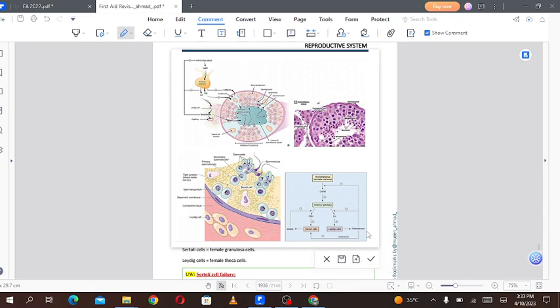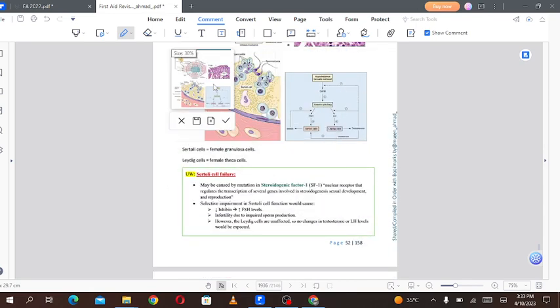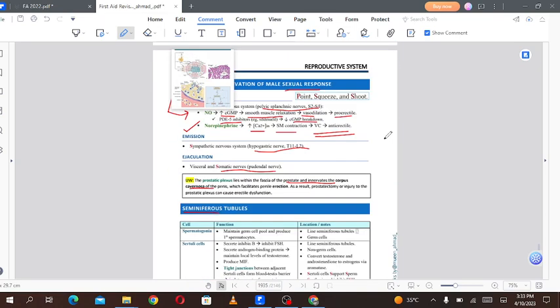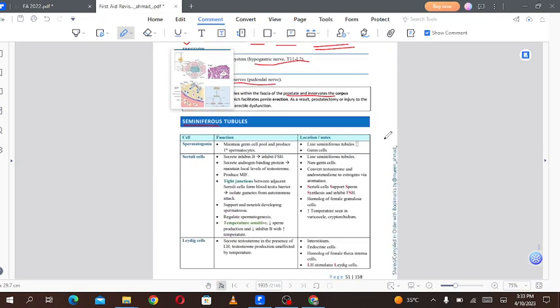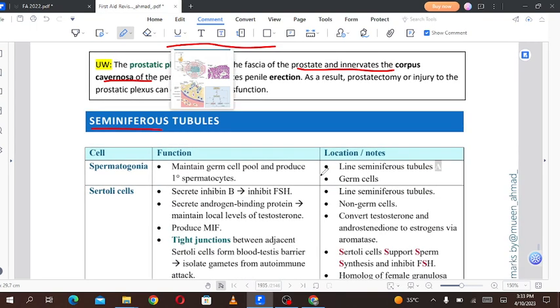So yes, there we go. We're talking about the seminiferous tubules. Spermatogonia are the main germ cell pool and produce the primary spermatocytes.